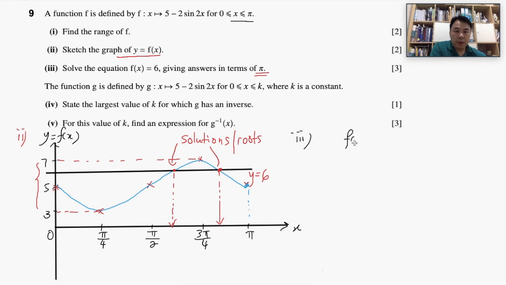Okay, solve f(x) equal to 6. My f(x) is given by 2 sine 2x equal to 6. And then from here it's quite obvious that sine 2x is actually equal to negative 0.5. Okay, negative 0.5 would actually give us 2x in this case.